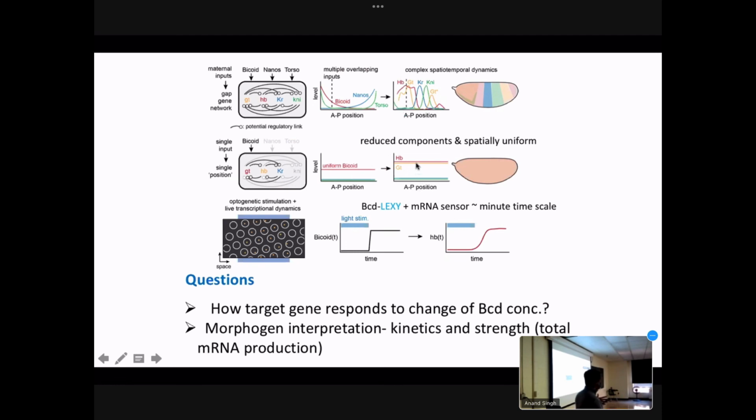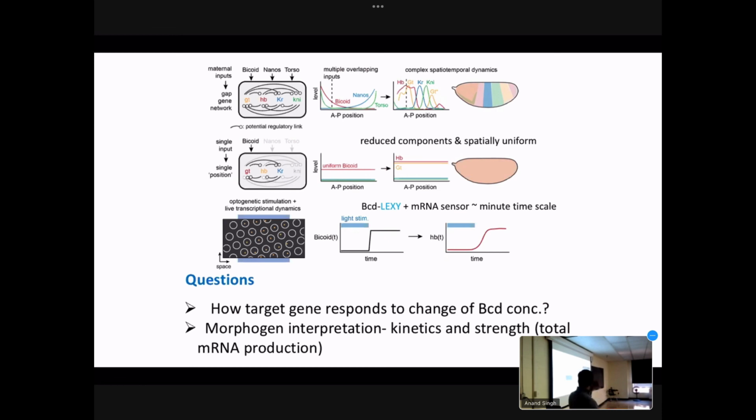But the next step, what we did now, we implemented these optogenetic tools where we could manipulate them on a minute time scale and see how that change of concentration will lead to the expression change on a minute time scale, where we could also see mRNA sensors as a readout. So this is something we could do on the minute time scale by imaging and perturbing in the same given embryo. That is something we tried to establish.